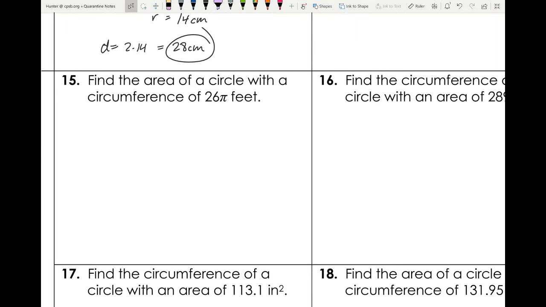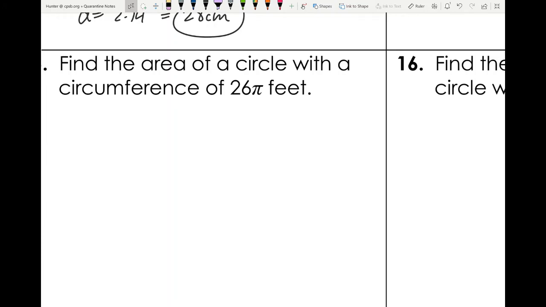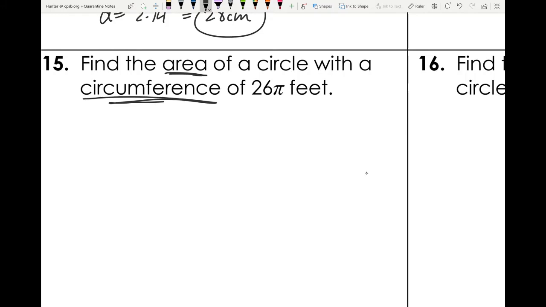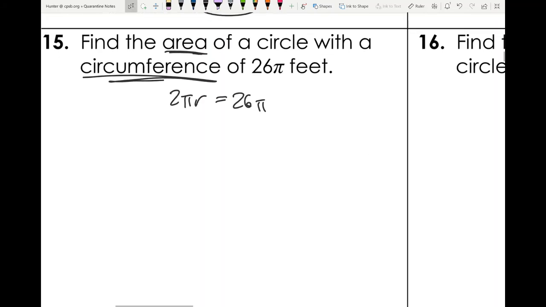Alright, number 15. This one we want to find the area of a circle if we know the circumference of the circle. So what we need to do, if we find the radius from the circumference, we can definitely find the area now. So let's do that. I know that 2 pi r is equal to 26 pi. Okay, that's what we have.